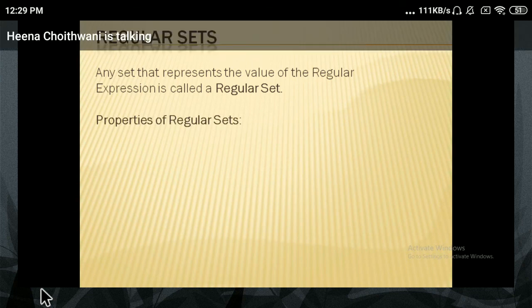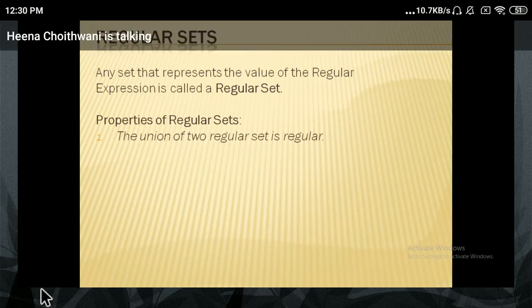Now we have a few properties for regular sets. This particular thing is very important, a bit theoretical, but these properties are very important. We are going to prove each and every property, so you can expect these properties in your examination. Please check.